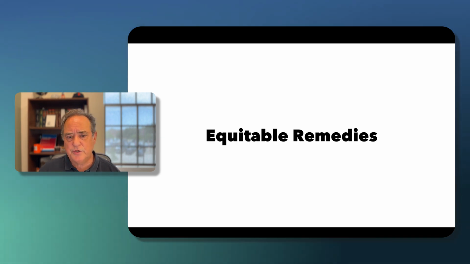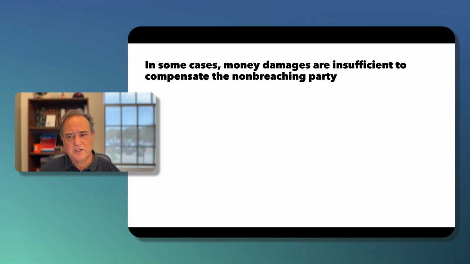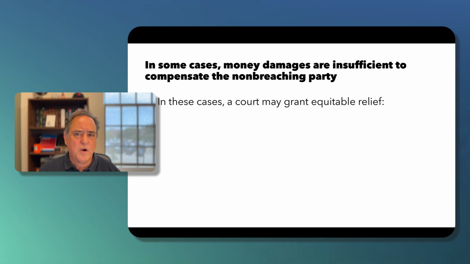Now we turn to equitable remedies. Now, in some cases, monetary damages may be insufficient to compensate the non-breaching party. So in these cases, a court can grant what we call equitable relief. And whenever you see that word in the law, equitable or equity, it's generally referring to fairness. What is the fair thing to do in this situation?